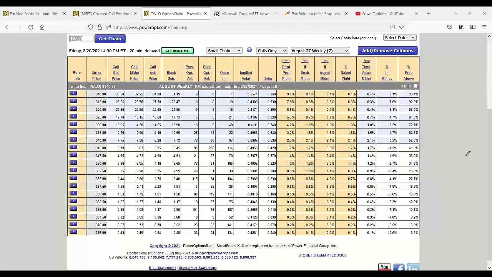That's one of the tools I would use since you already own TWLO, and you can analyze it here. Now, if you had sold, let's say, a 345 put, and the stock was put to you today at 345, and you collected maybe $3 in premium, so your total cost basis is 342, and you want to see what is the best approach or what is the best covered call now for your numbers.